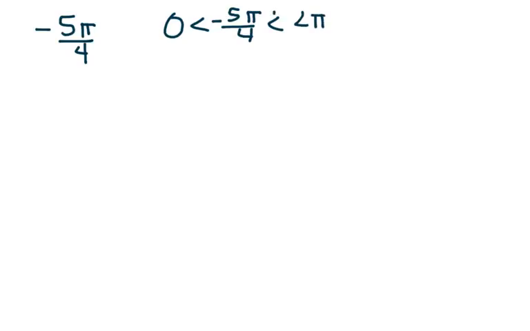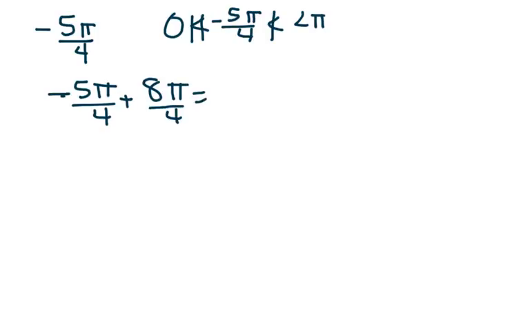Okay, the next one we're going to do is negative 5 pi over 4. Clearly, negative 5 pi over 4 is not in between 0 and 2 pi. So it doesn't fit in there. So we're going to add 2 pi to find a coterminal angle that does belong there. Our 2 pi is going to be 8 pi over 4, and we get 3 pi over 4.